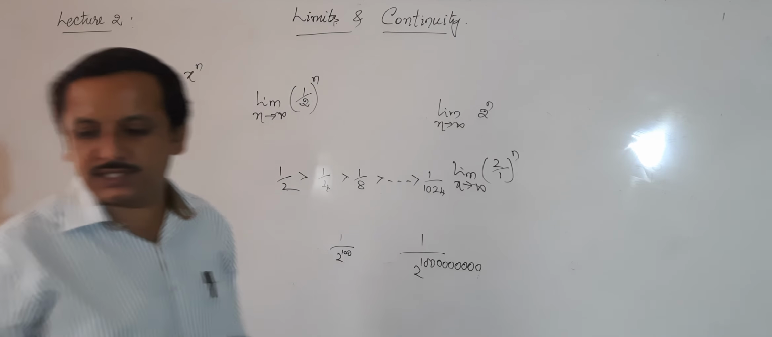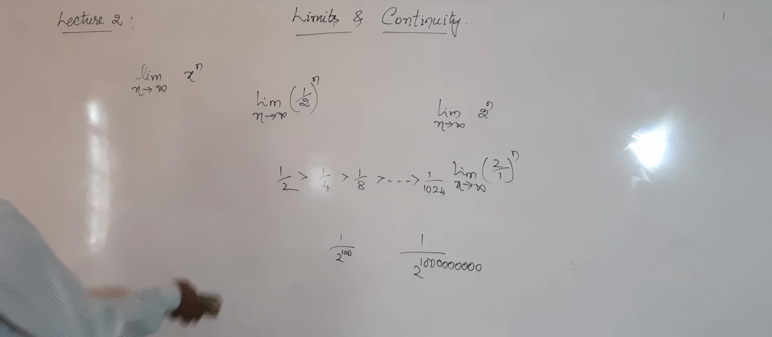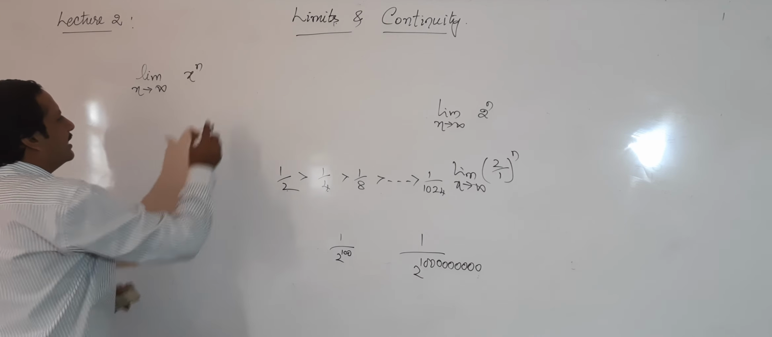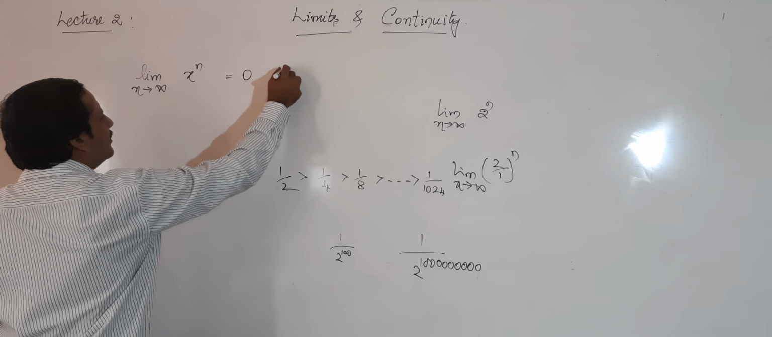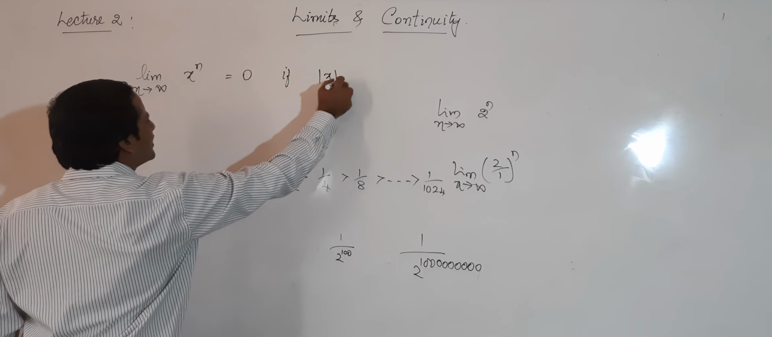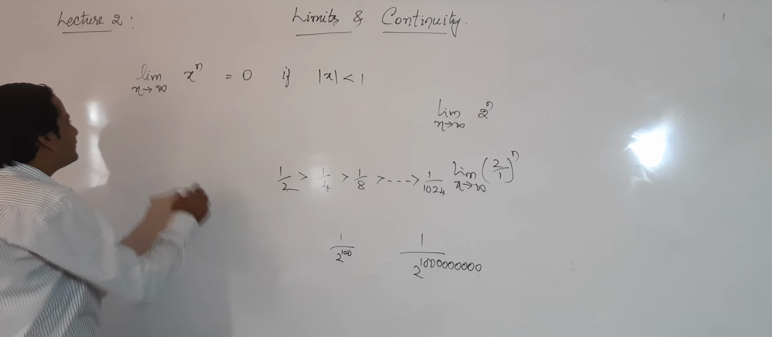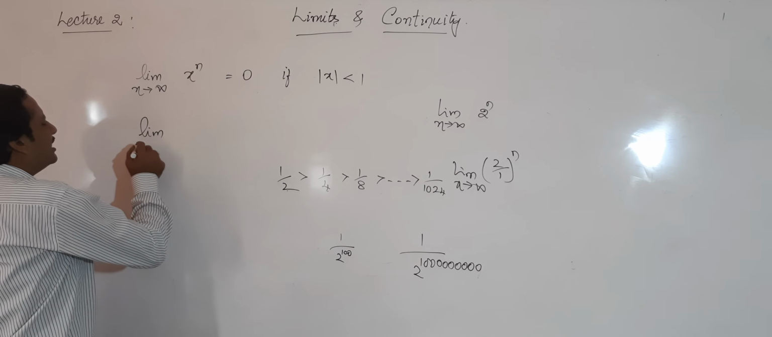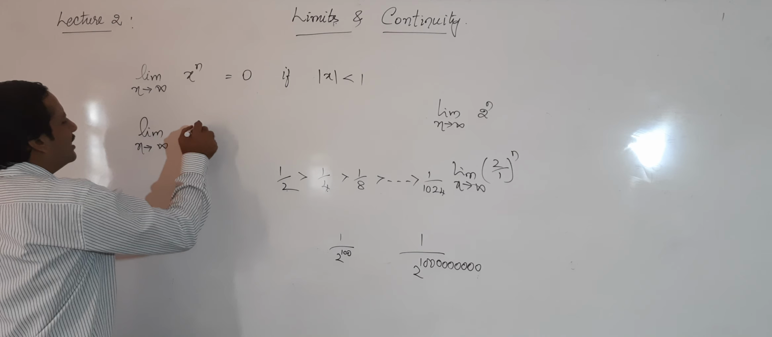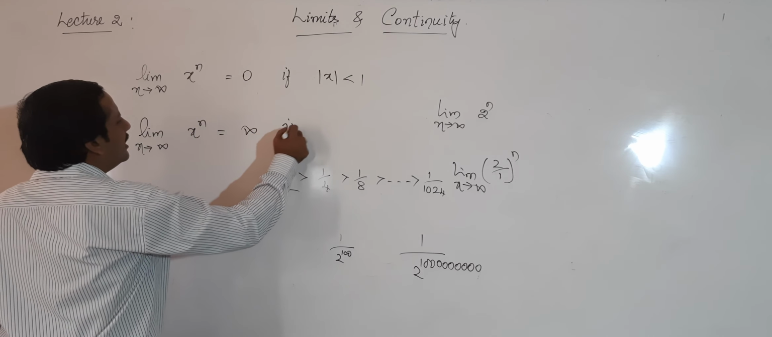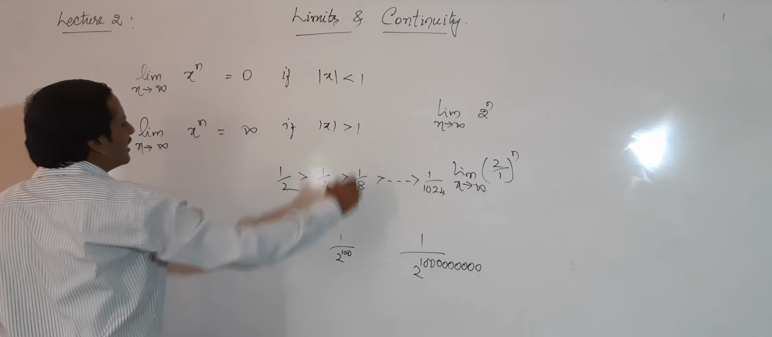Okay. So from this, what can we conclude? The limit as n tends to infinity of x^n is equal to 0 if x is less than 1, or specifically I will write |x| less than 1. Then the limit as n tends to infinity of x^n is equal to infinity if |x| is greater than 1.